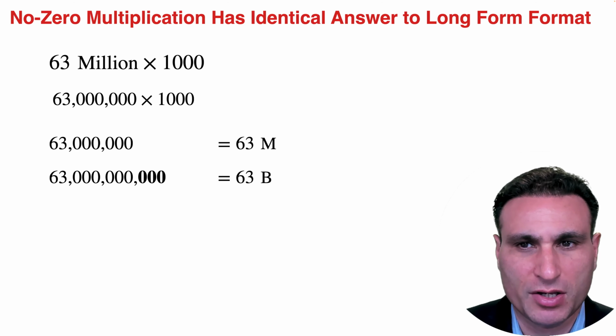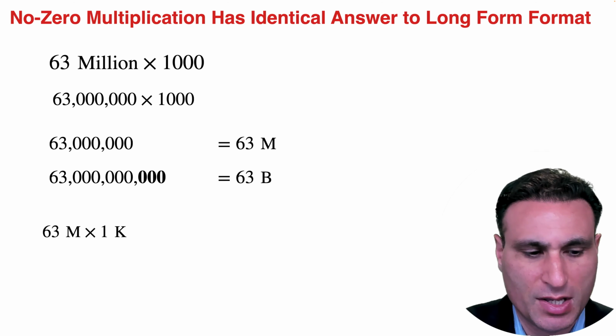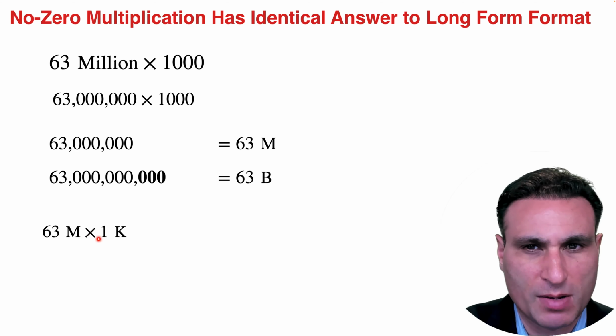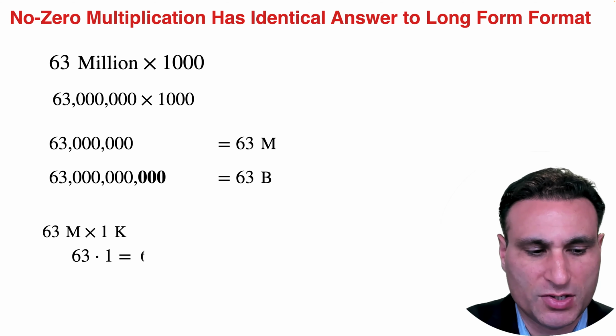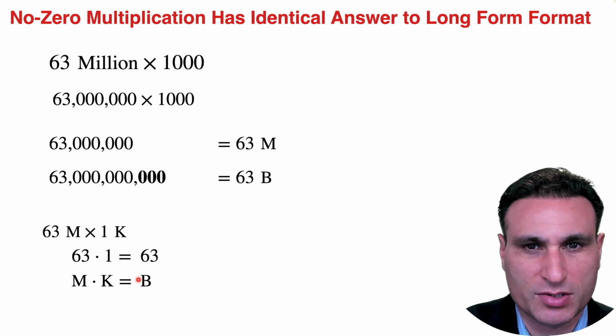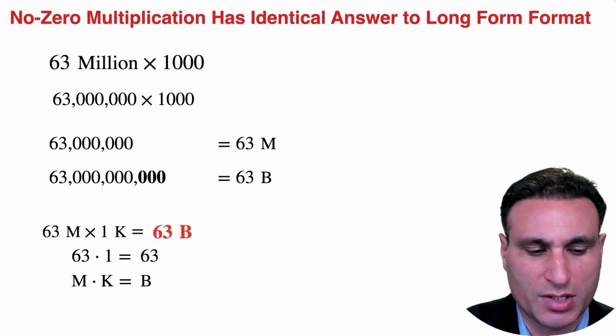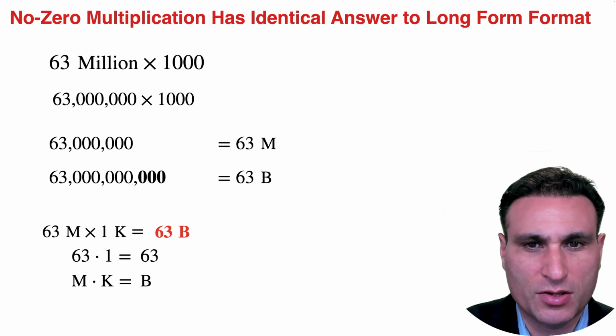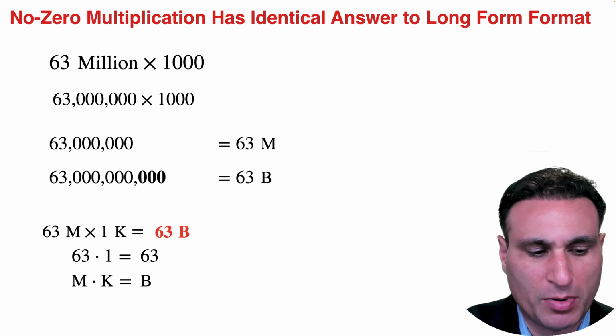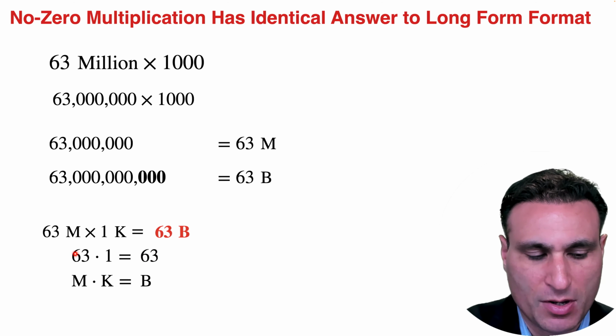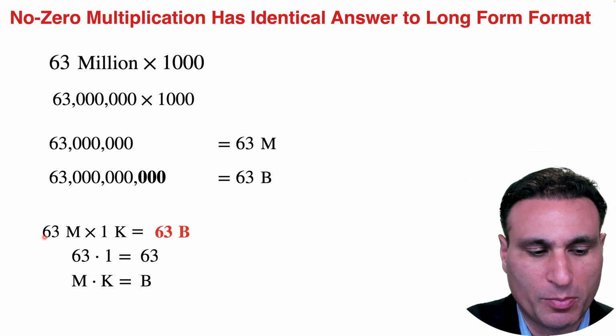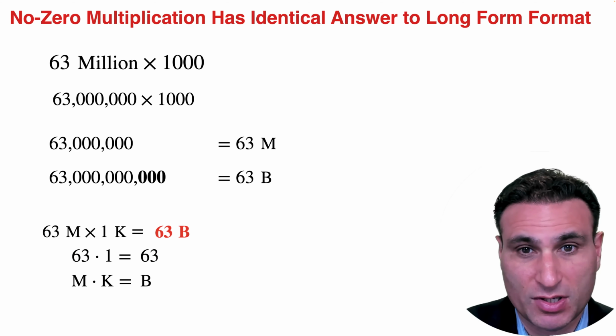I will illustrate this calculation with no-zero multiplication. This becomes 63M times 1K, and 63 times 1 is 63, and million times thousand is billion, so the result is 63 billion. Again, the unit is simply promoted from million to billion. And notice that since we're multiplying by 1,000 or 1K, the numerical portion is the same. Whatever the original numerical portion is gets multiplied by 1, so it stays the same.